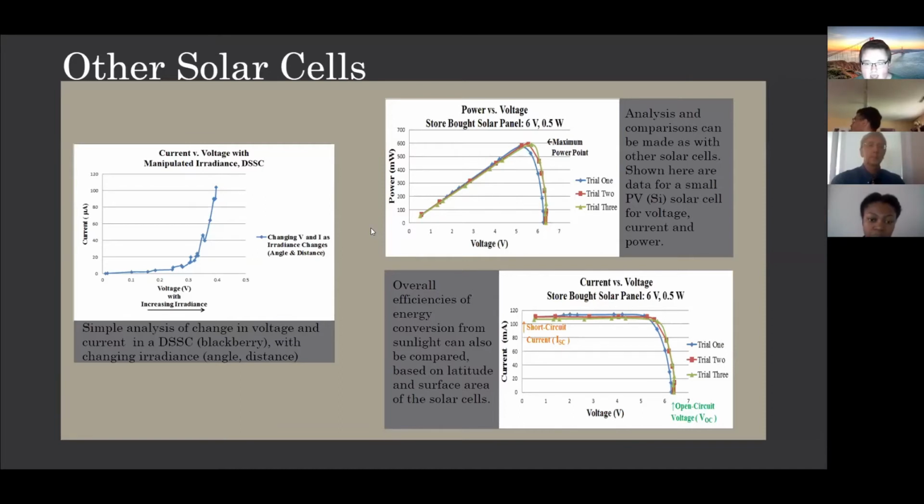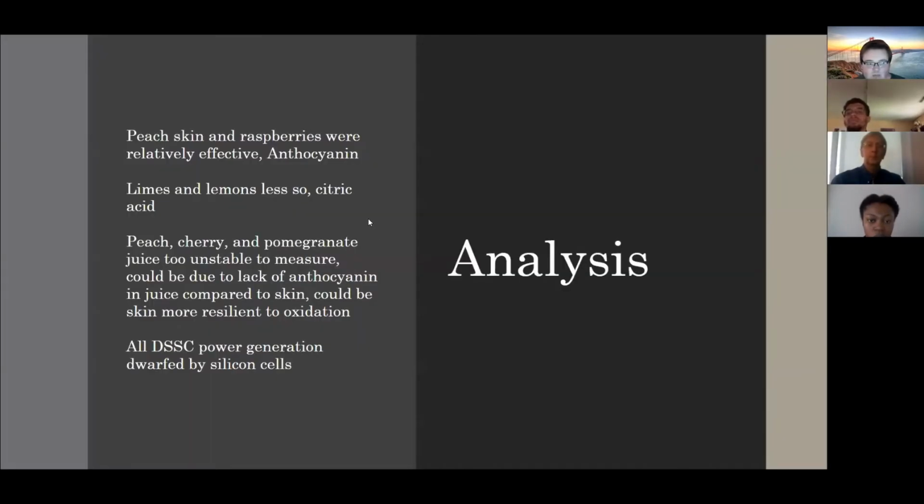And then on the right we have two cheap dollar store calculator silicon solar cells, and we show both their power and their voltage output is a lot stronger, as well as a lot more steady than what you see in the dye-sensitized solar cells that we tested. And so, again, in an analysis of it, we saw that both raspberries and peach skins were way more effective, this being due to the anthocyanine that's located inside of them. And then lemons and limes were less so as citric acids.